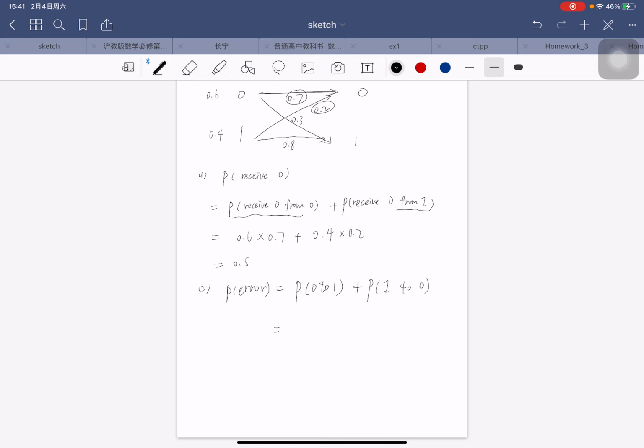And we know it is also a joint probability, which means it comes from 0, which is 0.6, and goes to 1, which takes this route and is multiplied by 0.3, and comes from 1, which means 0.4, and goes to 0 means multiply by 0.2. So the answer is 0.26.